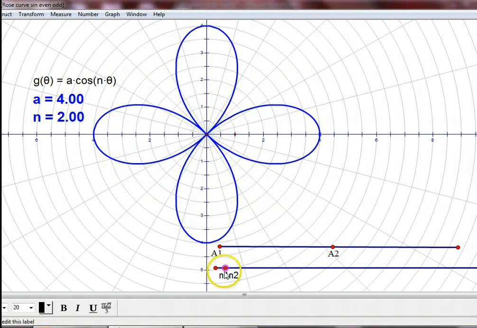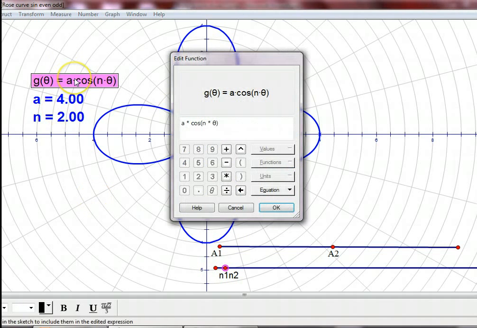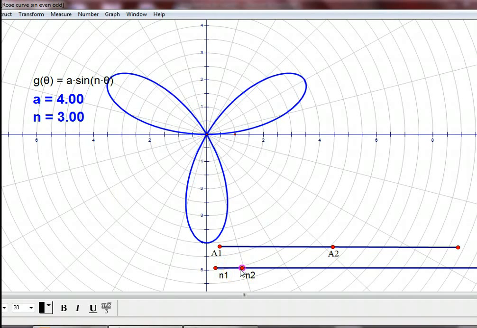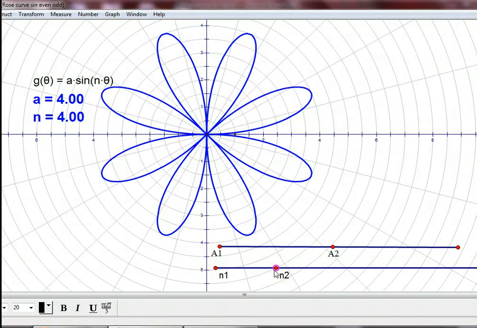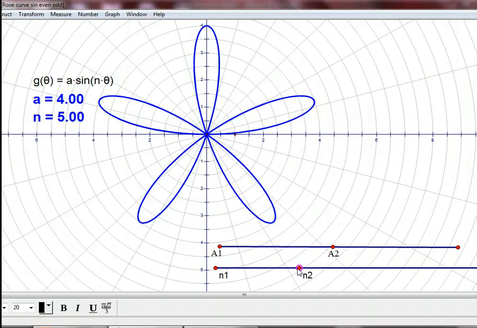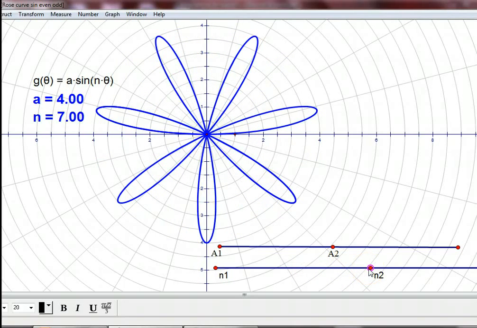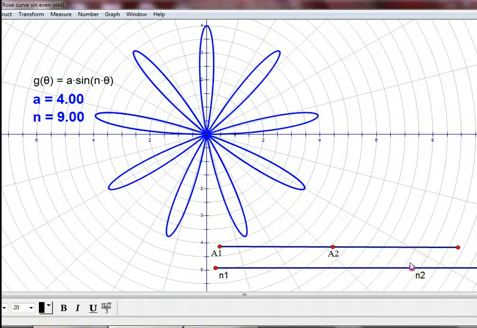Okay, now let's change our graph a little bit, and we're going to make this into the sine graph. Now notice with the sine graph, if n is 2, I have 4 petals, n is 3, I have 3 petals, n is 4, I have 8 petals. So it's still working the same way that it did with the cosine graph. If n is odd, you have the same number of petals as n. If n is even, you have twice as many petals as n.